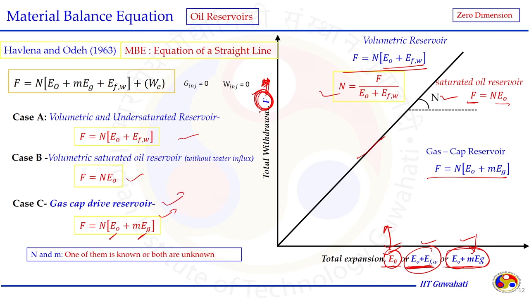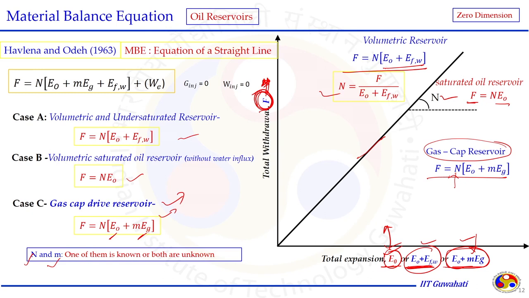In the gas cap drive reservoir, the unknown could be just N or could be M, as discussed in the previous slide. Accordingly, the equation can be adjusted for the gas cap reservoir to estimate the value of N and M. Either one of them is unknown or both of them are unknown. Accordingly, the equation can be adjusted to get the straight line concept. From the slope and intercept, we can get the value of N and M.